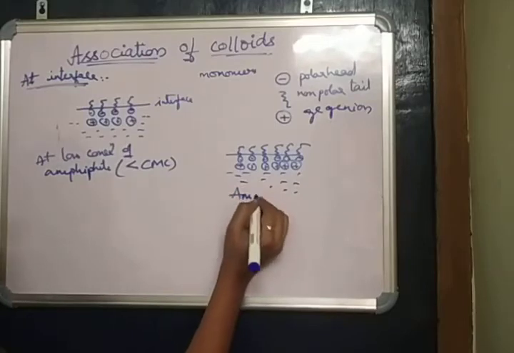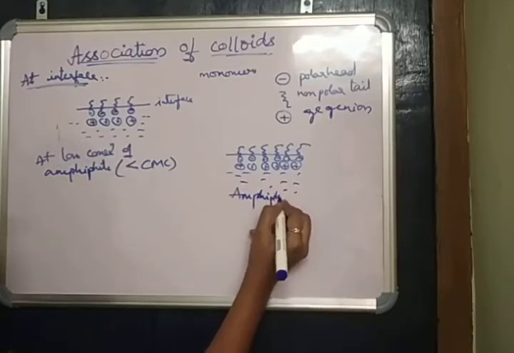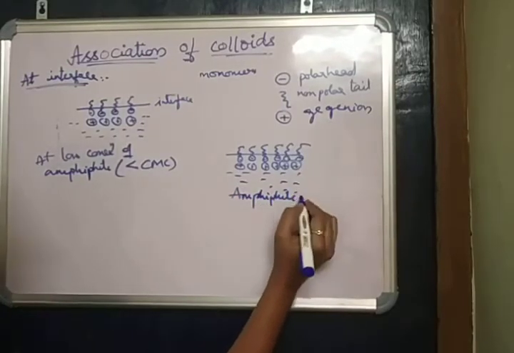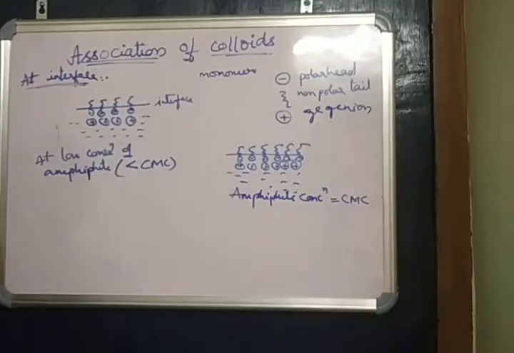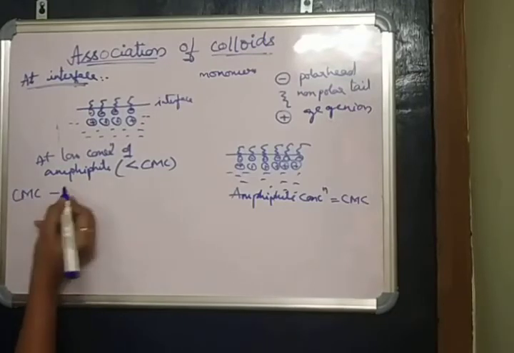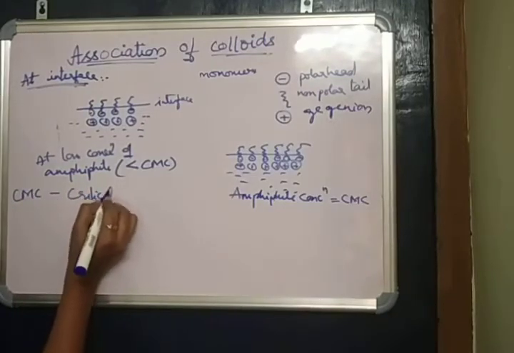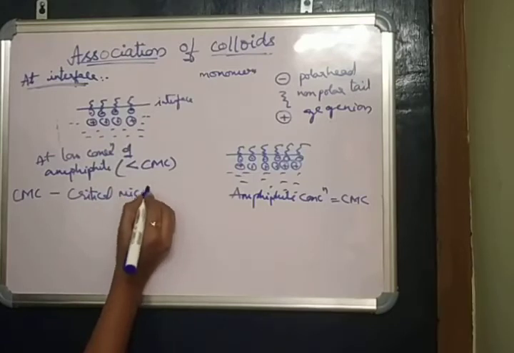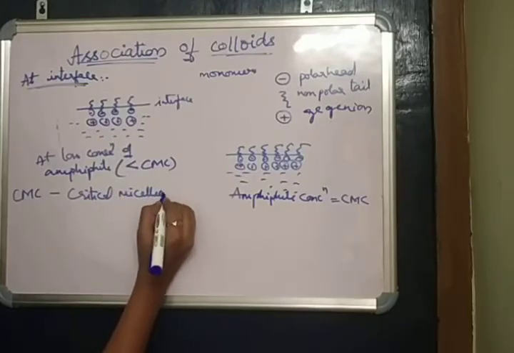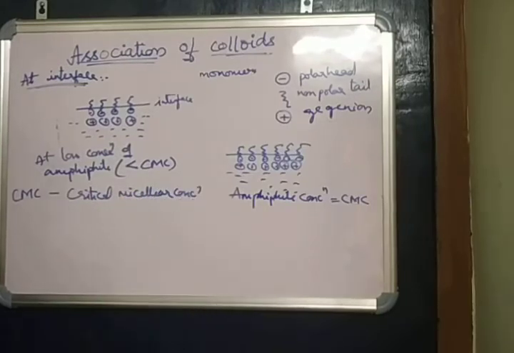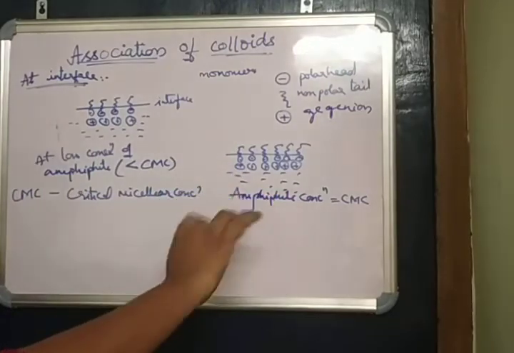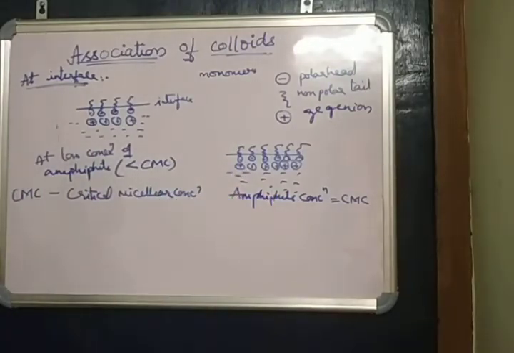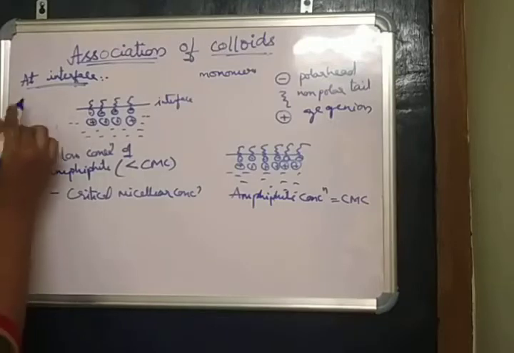Here, the amphiphile concentration is equal to CMC. CMC is nothing but the critical micellar concentration. This is the condition where amphiphile concentration equals CMC at the interface.